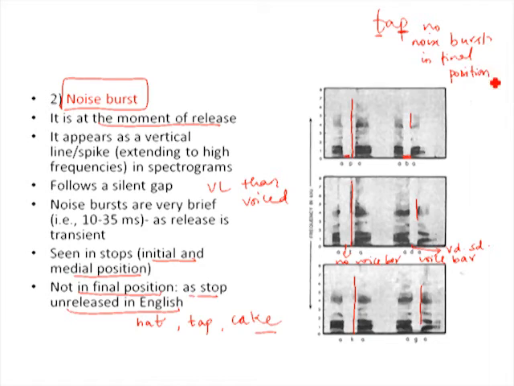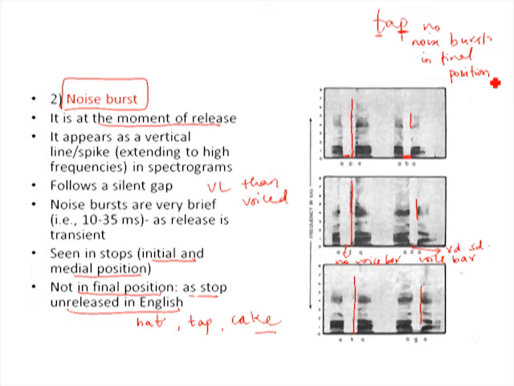Okay, so let's reiterate here. I want you to get this concept very clear. Silent gap is seen as a cue on the spectrogram when you are in the hold or closure position, where intraoral pressure builds in your mouth. When you release that, the releasing will result in an audible burst of noise. And that's exactly what's seen on the spectrogram, called noise burst. Noise burst is at the moment of release. It appears as a vertical spike or line. It's more pronounced in voiceless than voiced. It follows the silent gap.